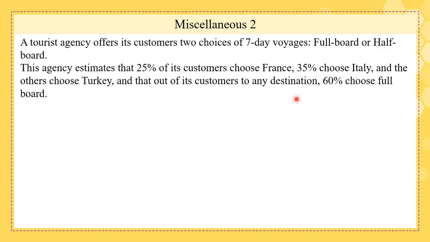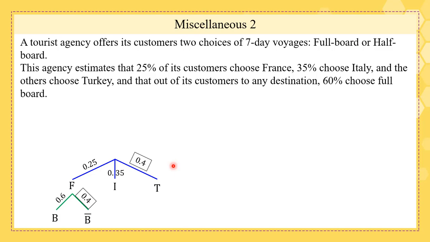And to any destination, whether we are going to go to France, Italy, or Turkey, the probability of choosing full board is 60%. Now, in order to translate this given into a tree, let's begin. We can say that we have France, Italy, Turkey. France is 25, Italy is 35, consequently Turkey is 40. And to any destination, 60% choose full board, so 40% would choose half board. So this is the tree that we will have.